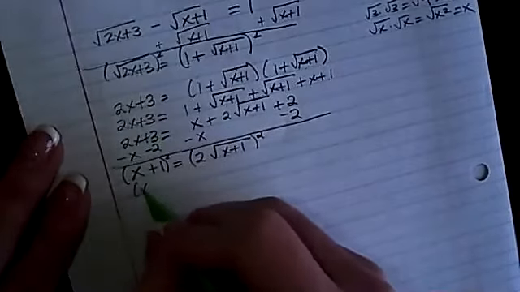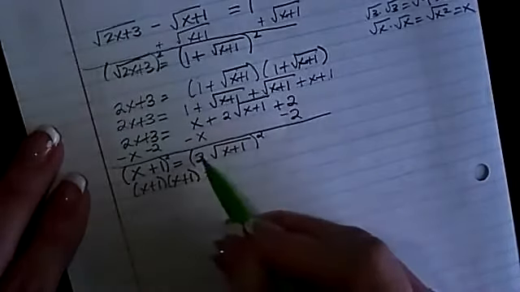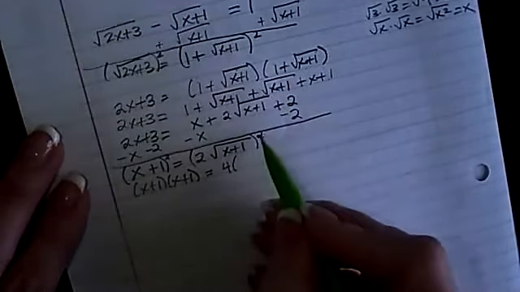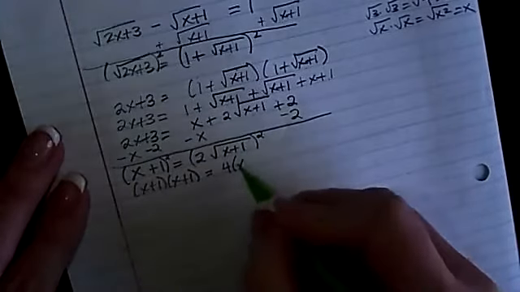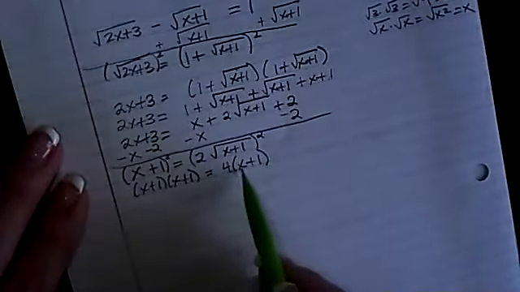So this becomes an x plus 1 times x plus 1. All right, so 2 squared. Well, 2 squared is 4. And then this square gets rid of the root, so it's an x plus 1. So then I will have to distribute this 4 through.